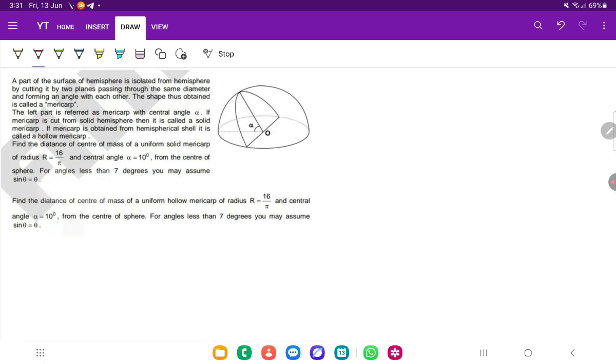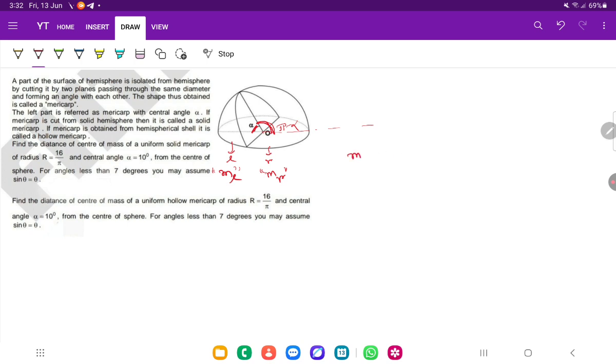First, if this side is making an angle alpha, or this is a mericap of angle alpha, I'll define the other side as a mericap of angle pi minus alpha, right? Let's say this is the horizontal line. Now let's say this is the left part, this is the right part, and the mass of the left mericap I am defining as ml, and the mass of the right mericap I am defining as mr.